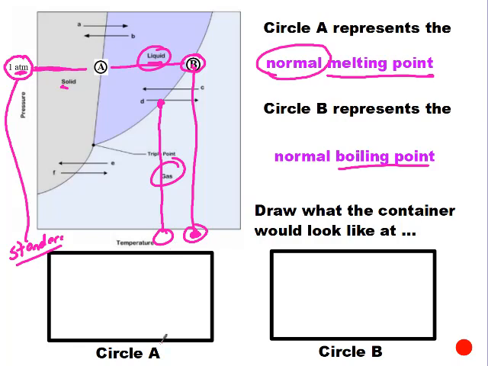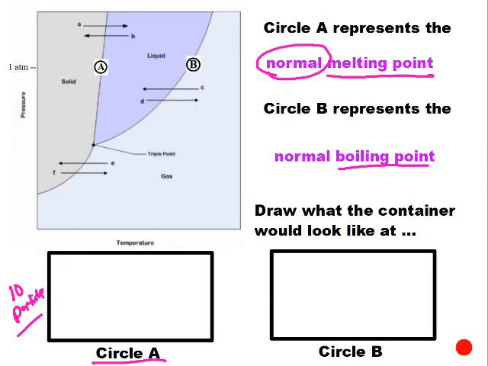So at circle A, it says draw what the container would look like at circle A. First, think what state of matter or states of matter are present at circle A. And then if you had 10 particles, I just picked 10 particles, go ahead and draw what it would look like if you had 10 particles. Go ahead and pause the video and make a guess of what you think that would look like. Restart when you're done.